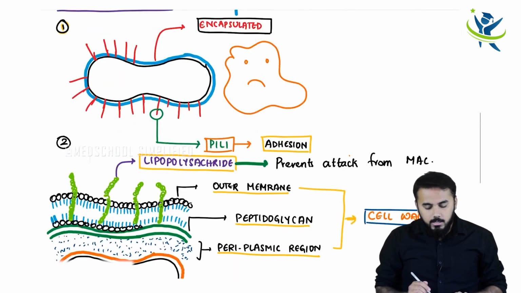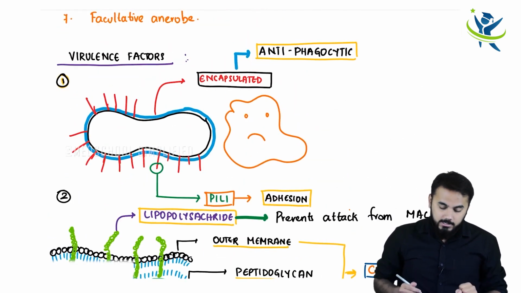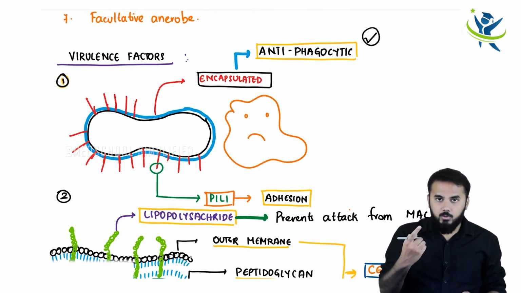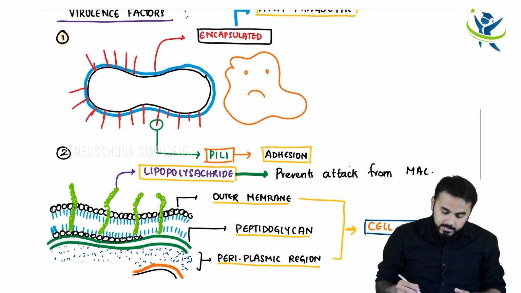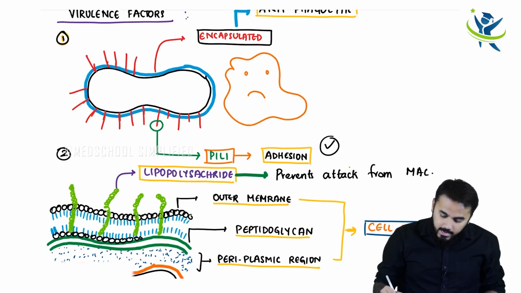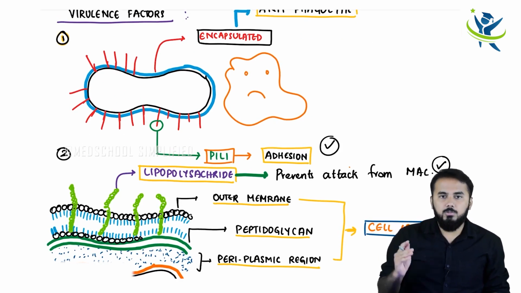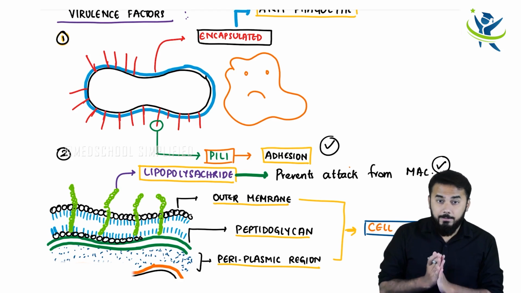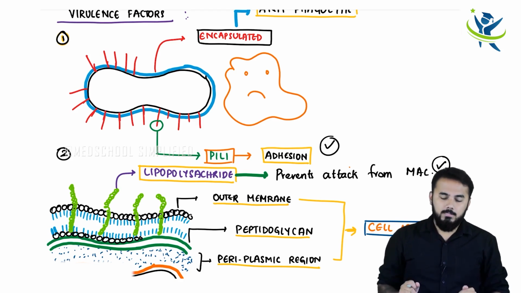So how many virulence factors are there, guys? One virulence factor was antiphagocytic, that is the capsule. Next is the pili, and the last is the lipopolysaccharide, which prevents the complement system from attacking the bacteria, right? It inhibits the membrane attack complex. So this is the pathogenesis which you need to know.